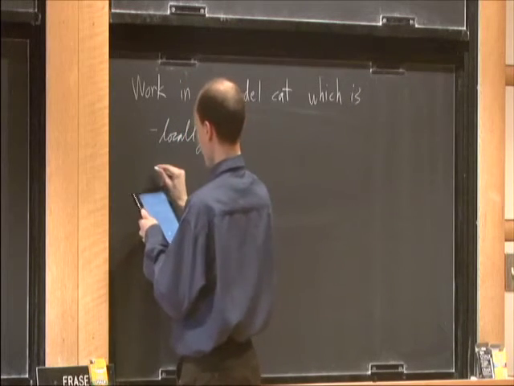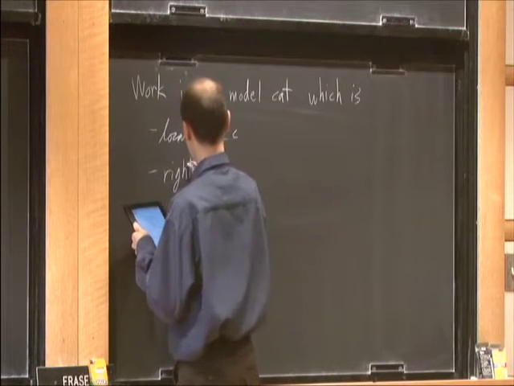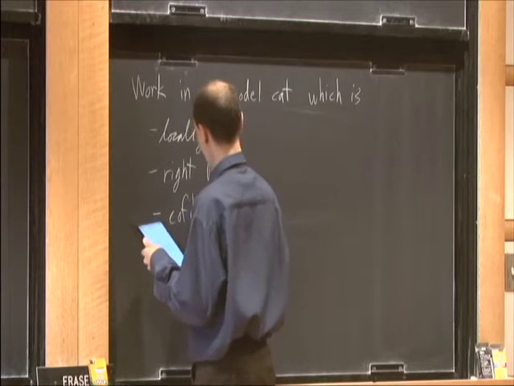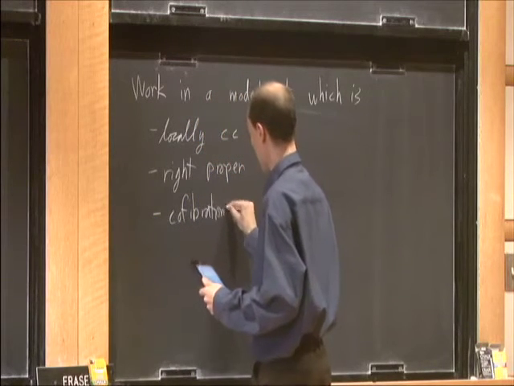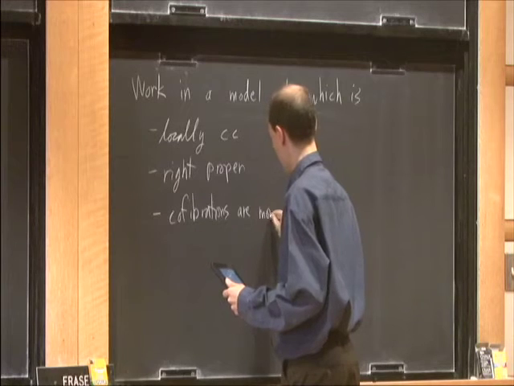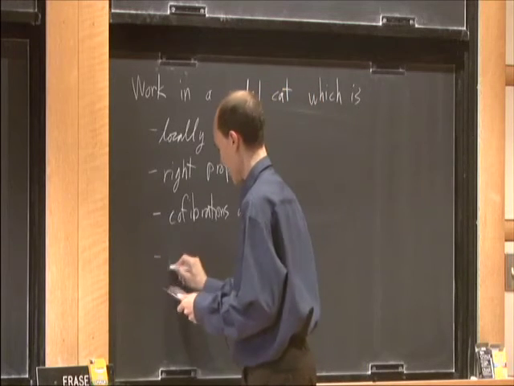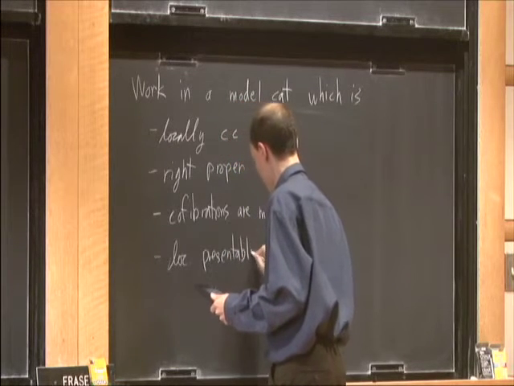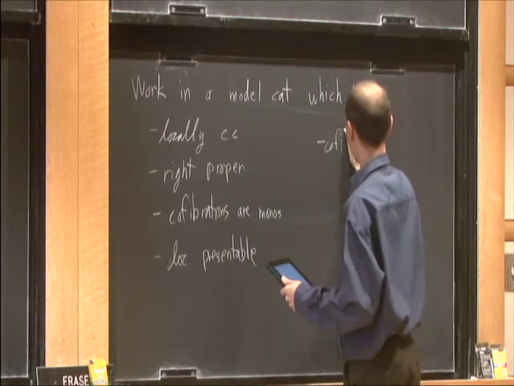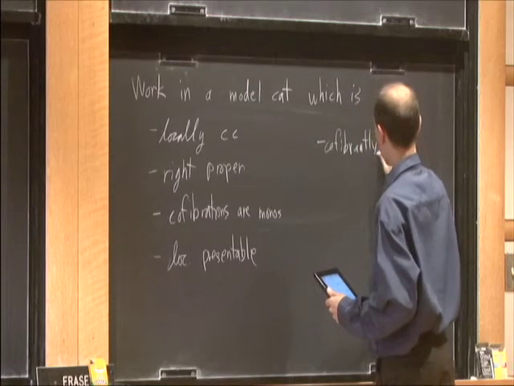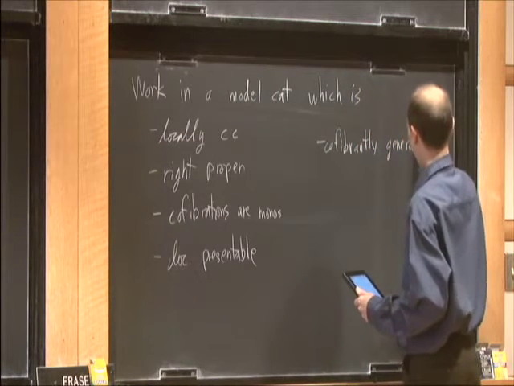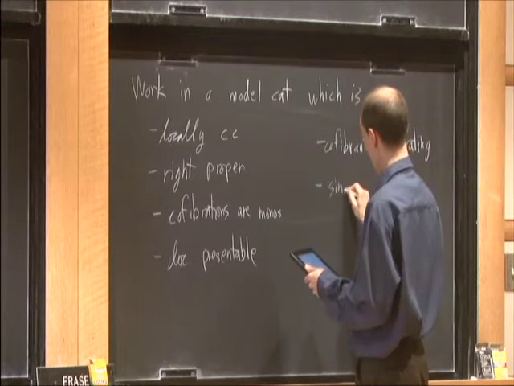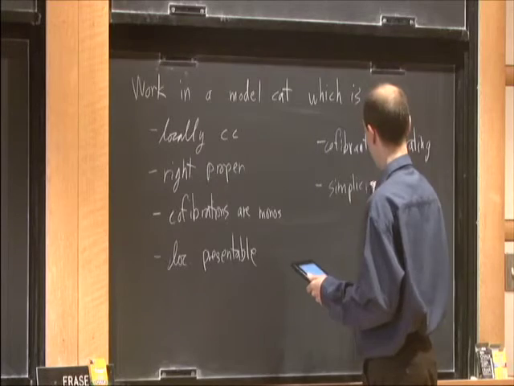It's locally Cartesian closed, right proper. The cofibrations are the monomorphisms. It's locally presentable as a category. It's cofibrantly generated, which means that there's a small collection of cofibrations and trivial cofibrations which generate the whole thing, and it's simplicial.